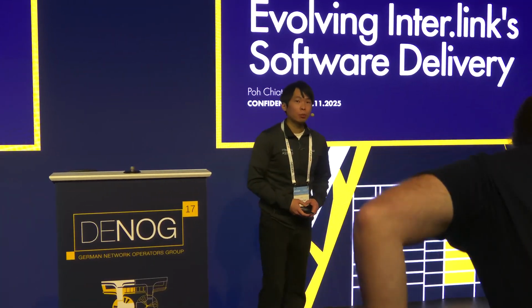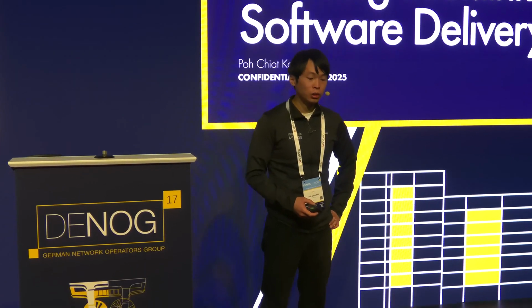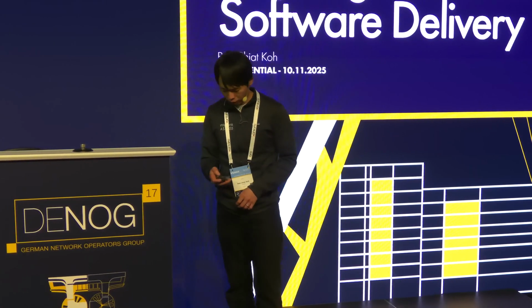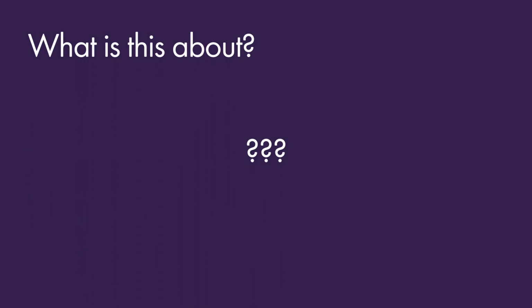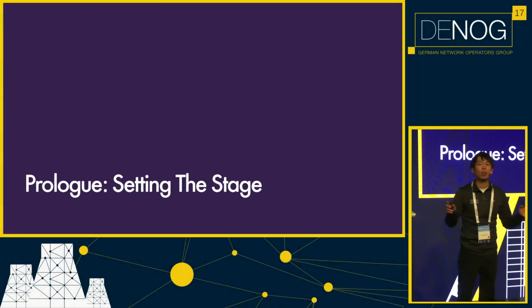Yeah, so I'm Po. I'm here to talk about evolving Inter.link's software delivery. So what is this about? This is actually just going to be a story, a lot of random stuff that happened over the years. And of course, with any story, we have to start by setting the stage, so just give some context.